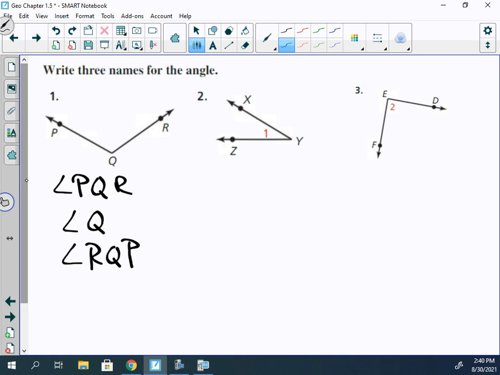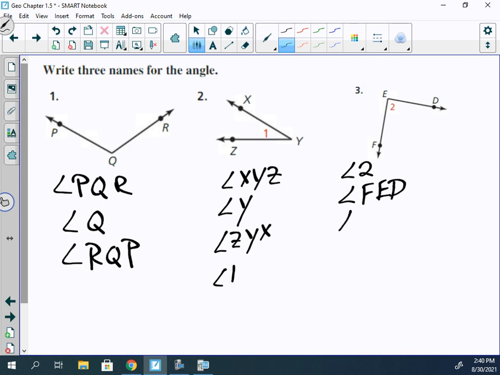Let's look at number 2. X, Y, Z. Y. Z, Y, X. Since this one here, they put a 1 in the middle of the angle, we can use it to name it. Just like with the next one here, since there's a 2 inside, we can say 2.